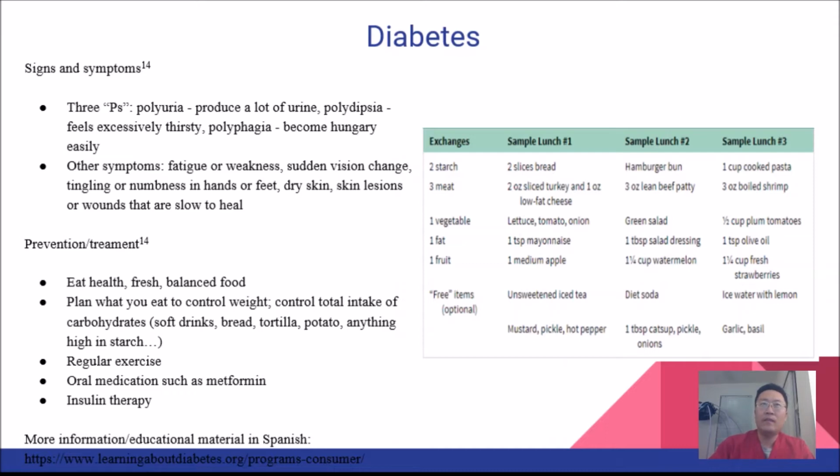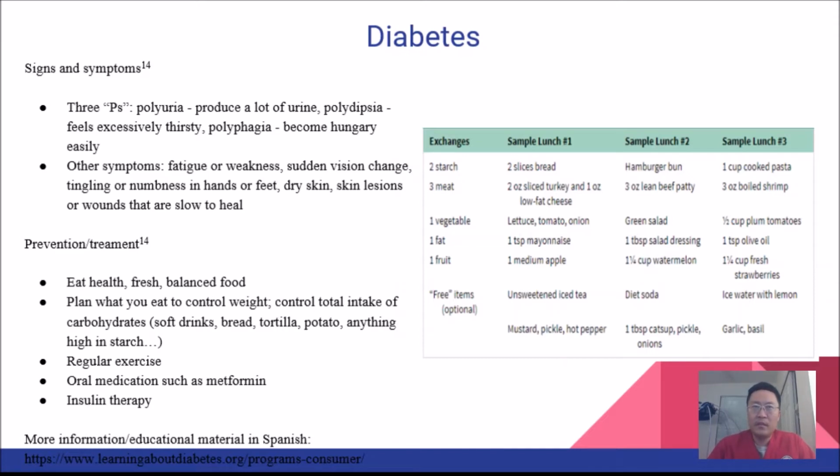And some signs and symptoms of diabetes. The biggest, so we have 3 P's. These are the trademark of diabetes. We can have polyuria. Polyuria means you pee a lot, produce a lot of urine. And you can have polydipsia, which means you feel excessively thirsty. You can have polyphagia. It means you become hungry pretty easily.